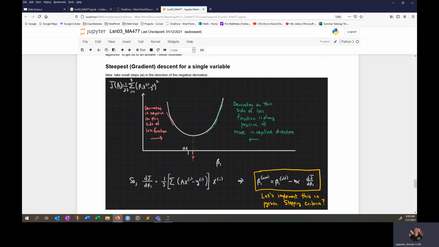You want alpha, this little step size. How big of a step am I taking? I want it to be very, very small. But if I'm on this side, I always want to move in this direction. And if I'm on this side, I always want to move in that direction.